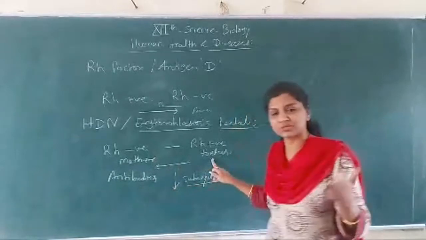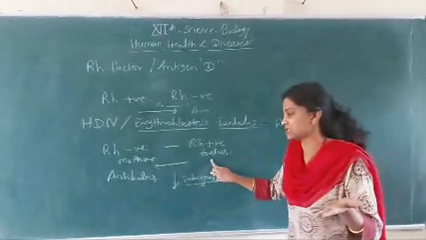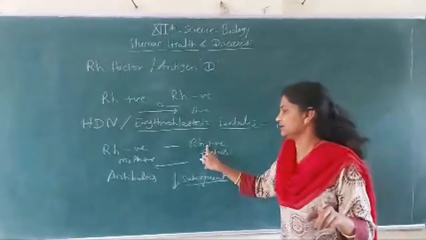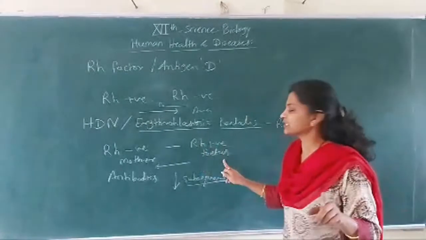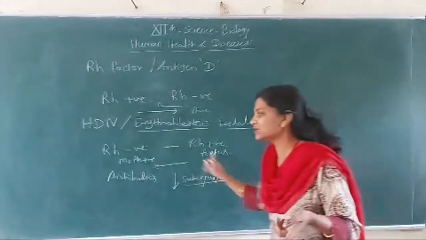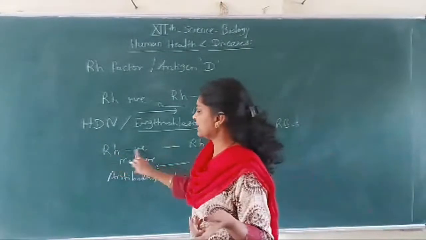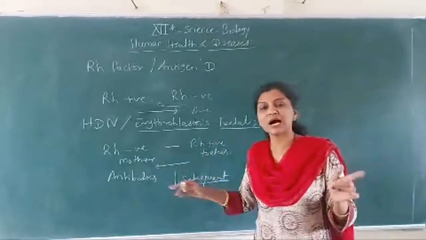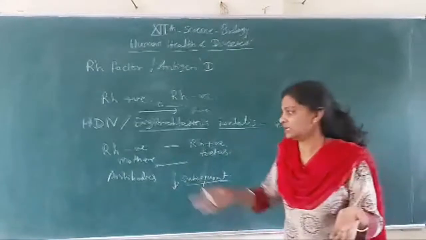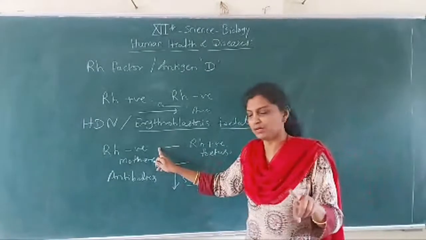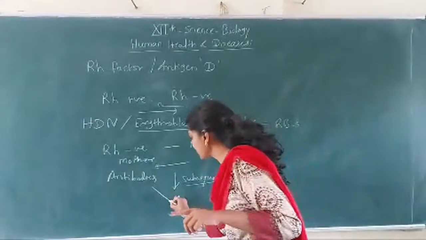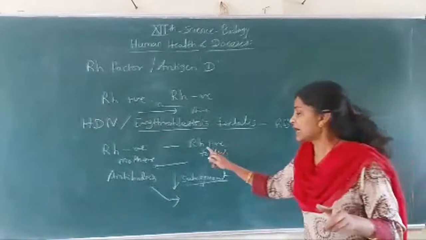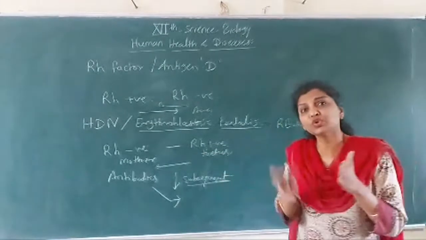Which are produced previously, in the first pregnancy. Then in subsequent cases, if again the Rh positive fetus is there, the antibodies in the circulation of the mother may enter the Rh positive fetus through the placenta.